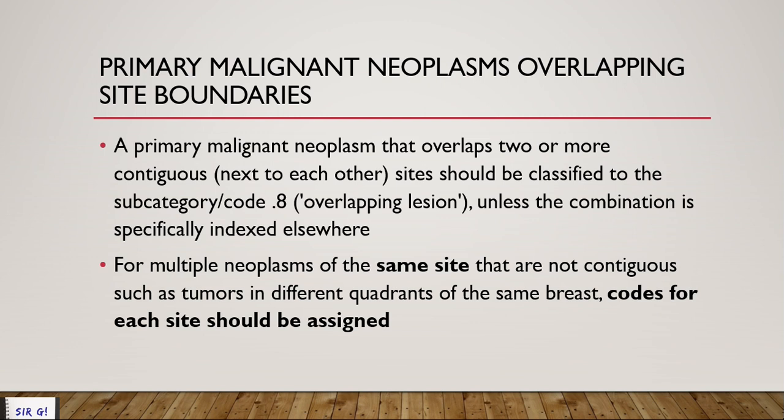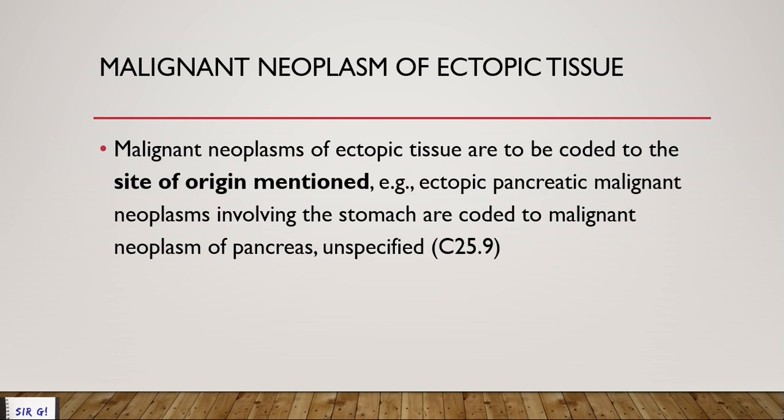Okay? For multiple neoplasms of the same site that are not contiguous, you need to code them separately, because remember, there are different codes for each anatomical site. Okay? Next one, general guideline: malignant neoplasm of ectopic tissue. When we say ectopic tissue, a common example here is your pancreas. Okay? Remember your pancreas, it is in the digestive system, obviously.